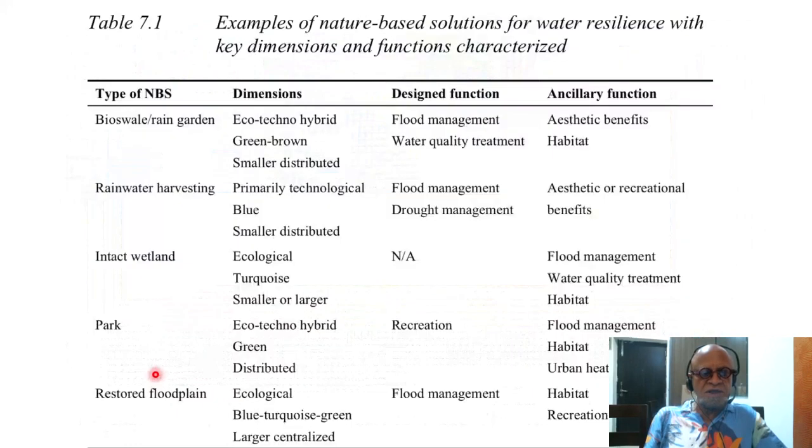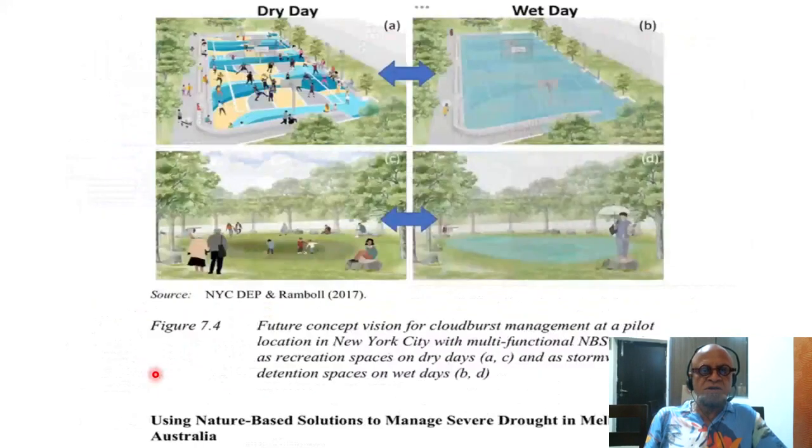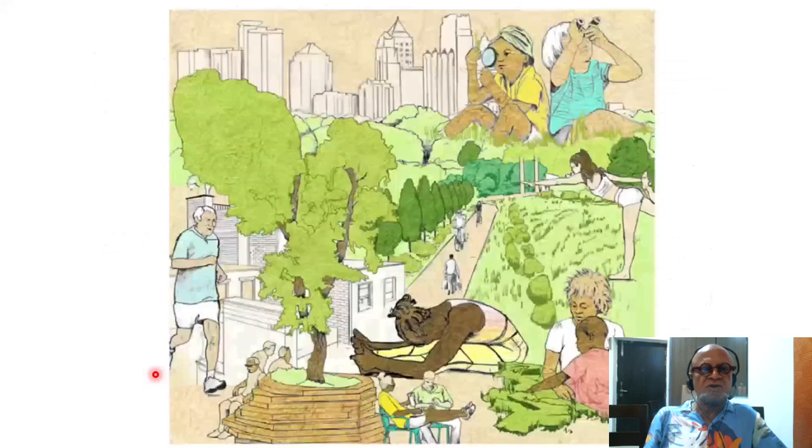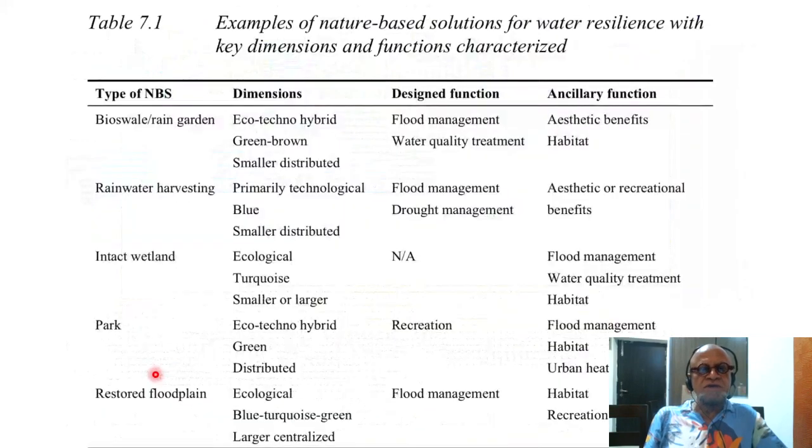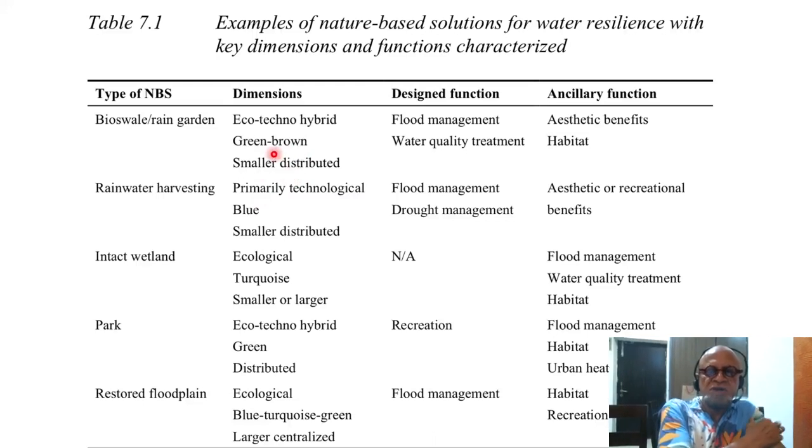I thought that table has more, but did I misplace it? No, I didn't. Okay, so that's that. Dimensions: eco-techno hybrid, green and brown, smaller and distributed. So you have technologies being green technology, brown technology. So whatever the color coding that's being used, I'm not being very careful here.